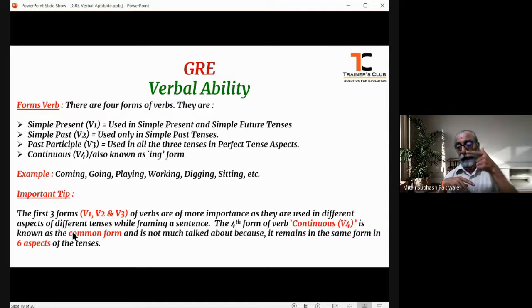That is one part. The second part of V3 is that whenever we frame or form a sentence in the passive voice, the V3 form of the verb is used. Right, friends? The last form, that is V4, which I already explained to you in the beginning, is the continuous form, that is the ing form. It is used to make sentences in all the 6 aspects, whether it is present continuous, past continuous, future continuous, present perfect continuous, past perfect continuous, or future perfect continuous. All 6. So the ing form, that is the V4 form, is used.